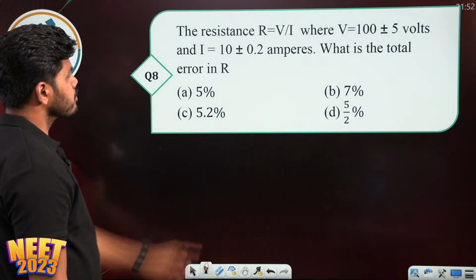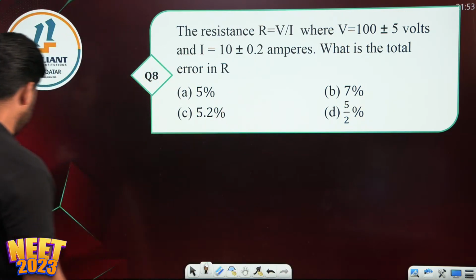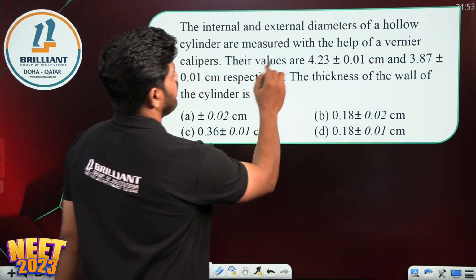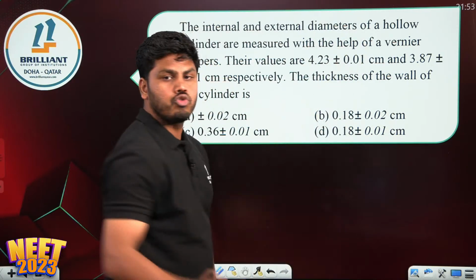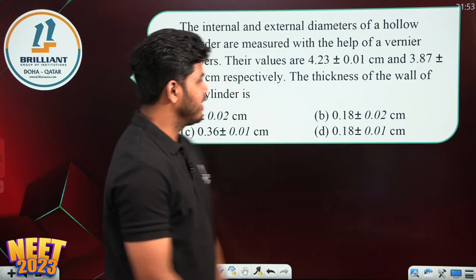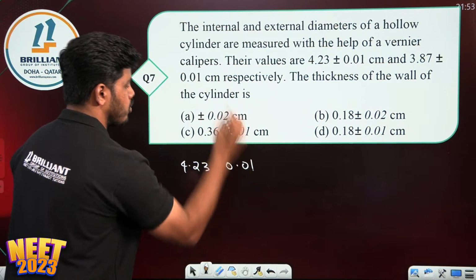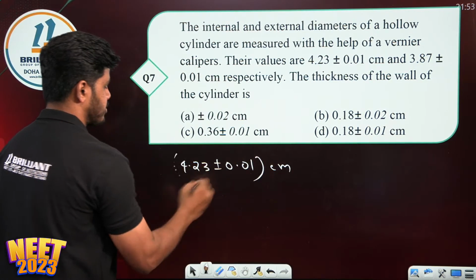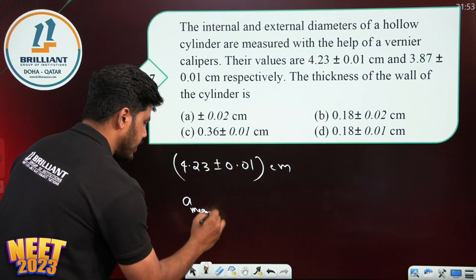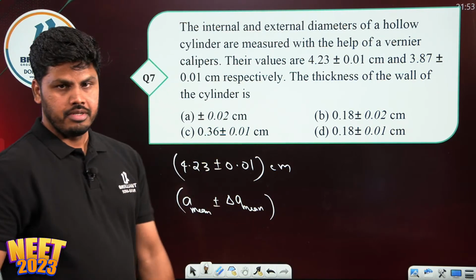Look at the question. You are given voltage V. Before that, we had a question here. In this one, we are going to talk about the diameters. 2 diameters are given. One is 4.23 plus or minus 0.01 centimeters. This is the first value given. I told you this value is actually A mean plus or minus delta A mean. You got it? This is how we represent it.